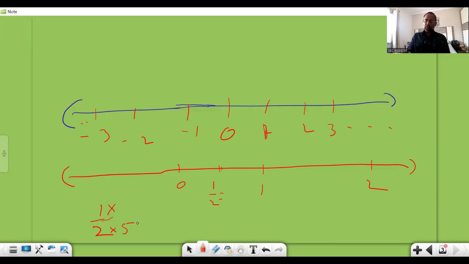How? 2 5s are 10, 1 5. Half is 5 by 10. 5 by 10 means 0.5. Am I right or not? Yes, sir. 5 by 10 means 0.5. 5 means 5.0 and 5 by 10 means 0.5. So I can write here 0.5. Are you following or not?